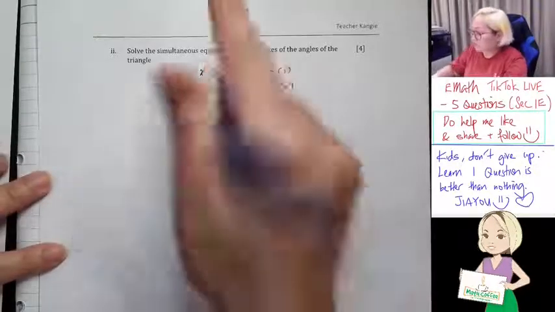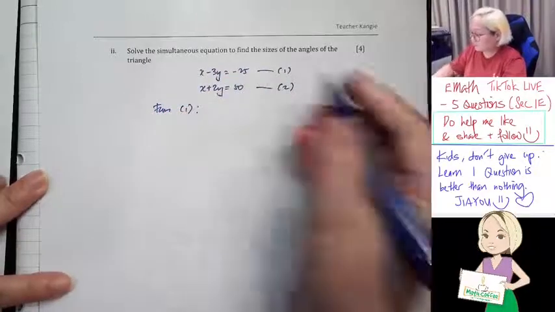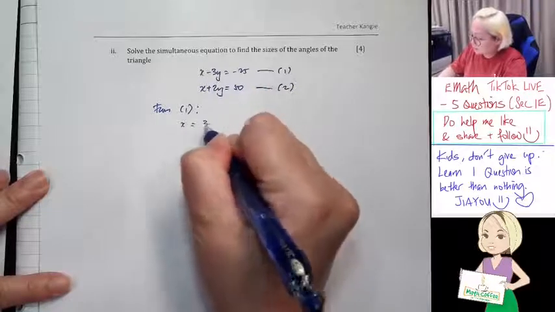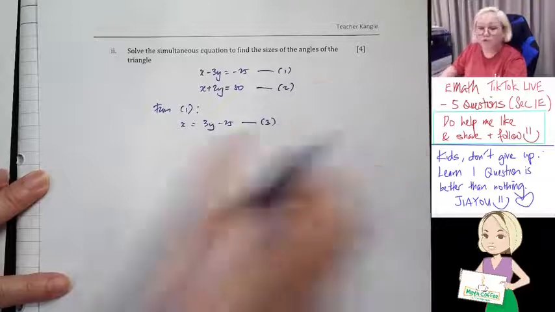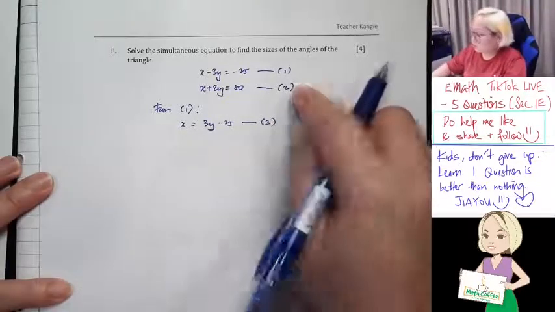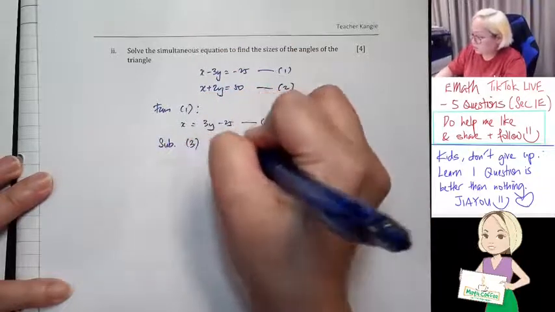So what I'm going to do is, from equation 1, I'm going to make x the subject. So it becomes x is equals to 3y minus 25. So I shall let this be equation 3. So I'm going to sub 3 into 2. So you will say sub equation 3 into equation 2.